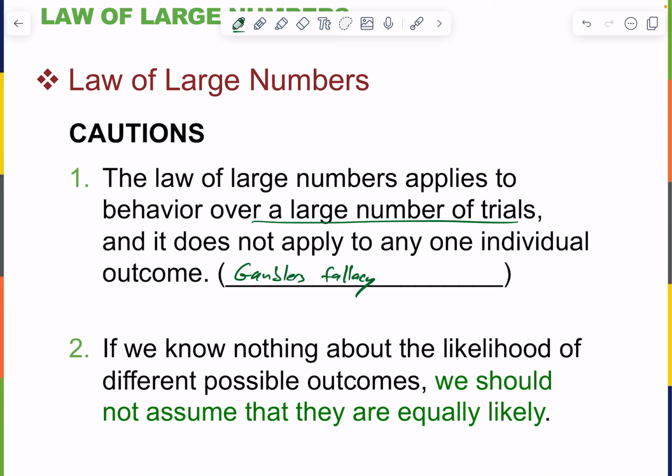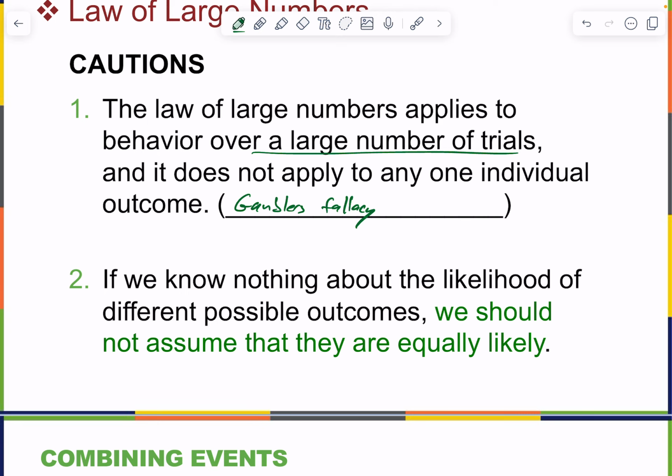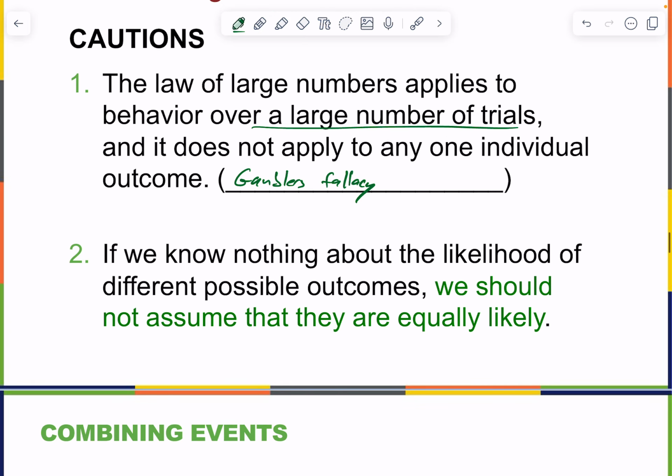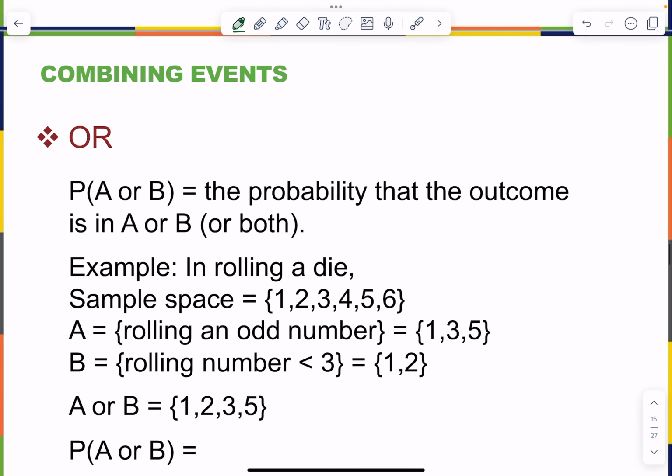This idea that I'm due, it's got to be this way in order to respect this average, 1/2 thing. But the truth of the matter is that every coin flip is completely individual, and it does not care what happened before it. So this idea that you're due is a fallacy. Also, if we know nothing about the likelihood of different possible outcomes, we should not just assume that they are equally likely. Okay, now let's talk about combining events.